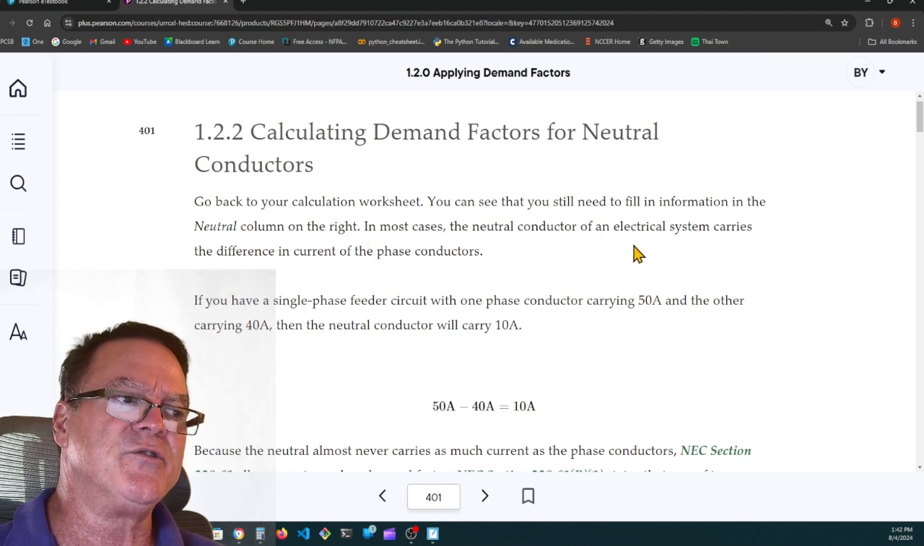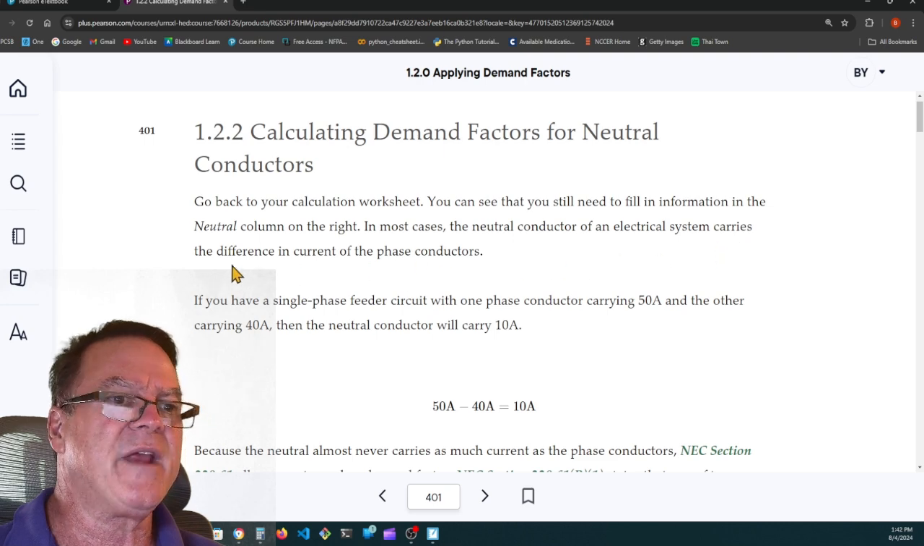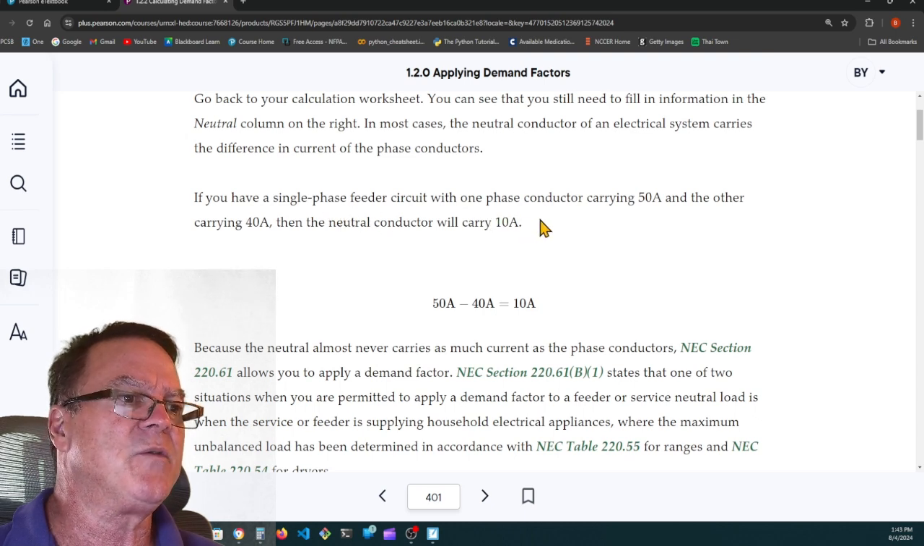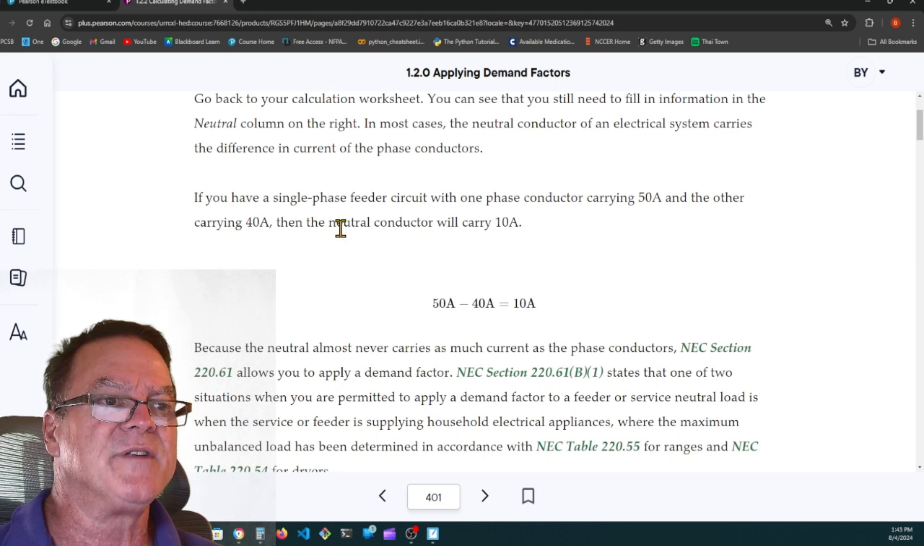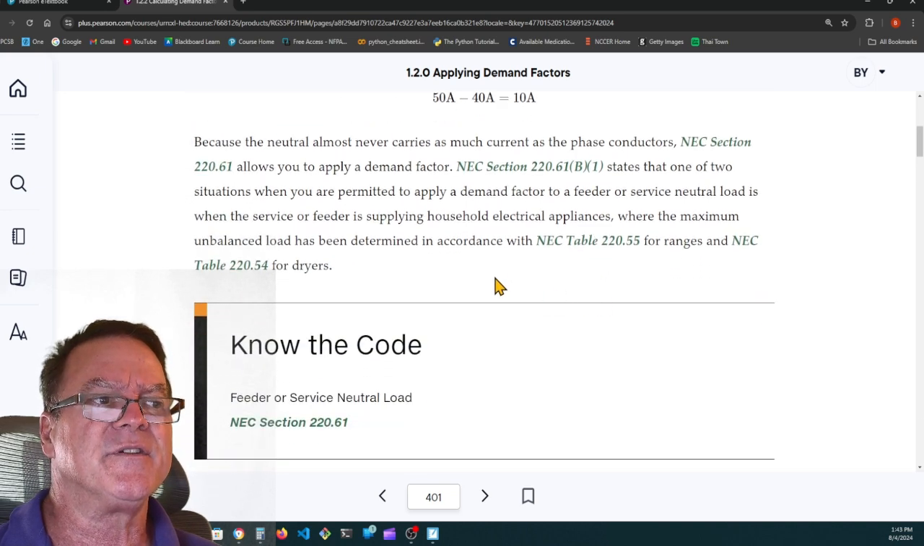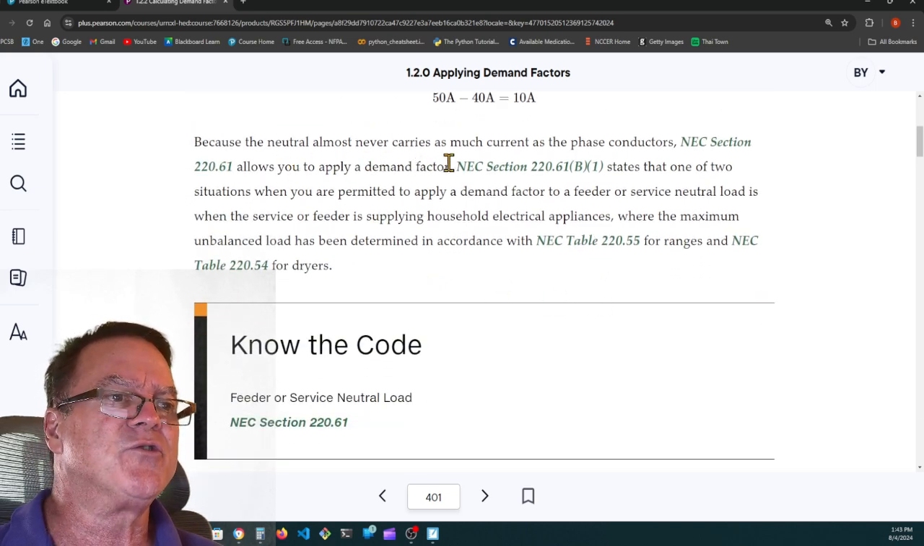In most cases, the neutral conductor of an electrical system carries the difference in current of the phase conductors. If you have a single-phase feeder circuit with one phase conductor carrying 50 amps and the other carrying 40 amps, the neutral conductor will carry 10 amps. It carries the imbalance, the difference between the two. Because the neutral almost never carries as much current as the phase conductors, NEC section 220.61 allows you to apply a demand factor.